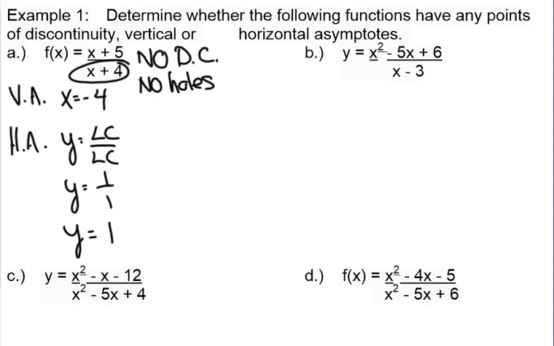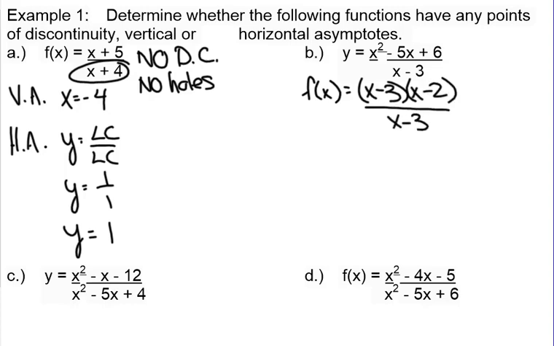If we look at b, our first step is we need to factor. So f of x is equal to (x - 3)(x - 2) over (x - 3), since it multiplies to be 6 and adds to be -5. Well, if we look here, we've got common factors. That means we have a point of discontinuity. So our discontinuity, or our hole, happens at 0 is equal to x subtract 3, which is our common factor. So x is equal to 3.